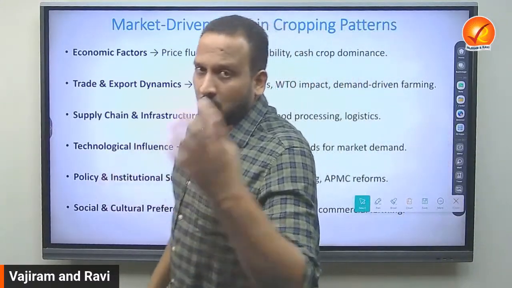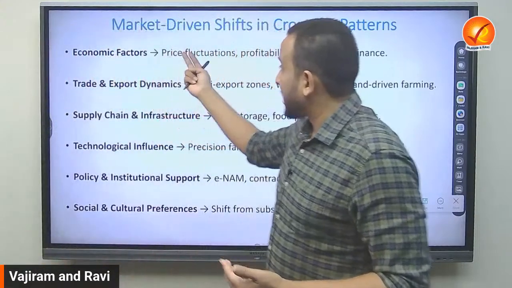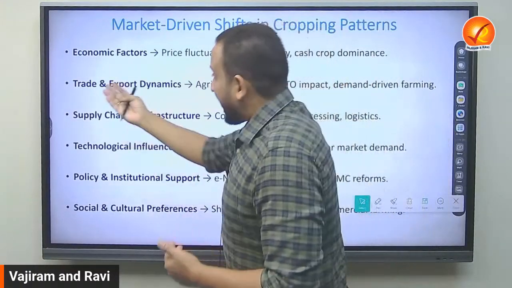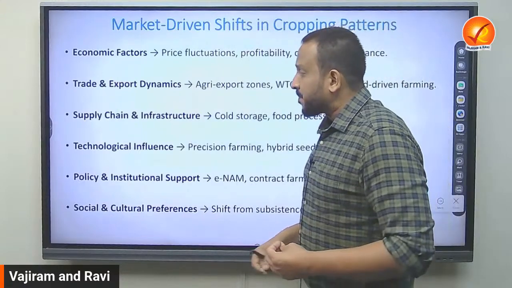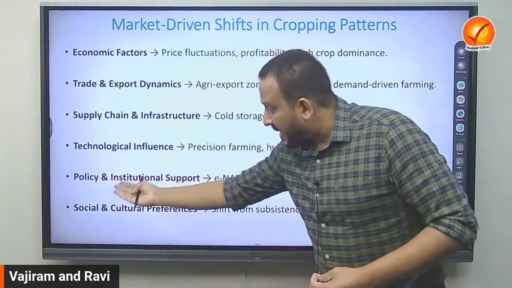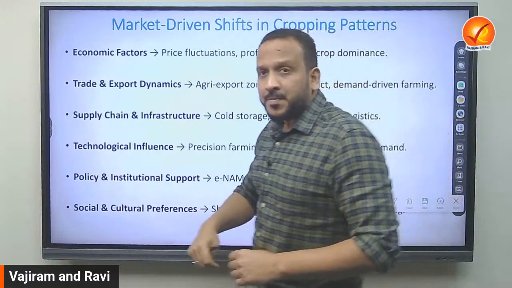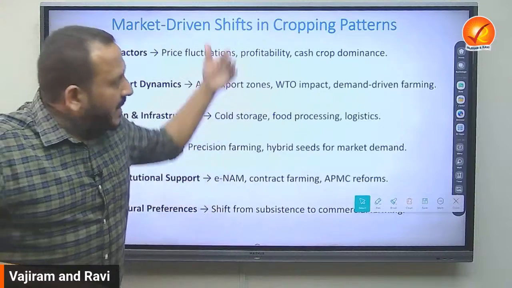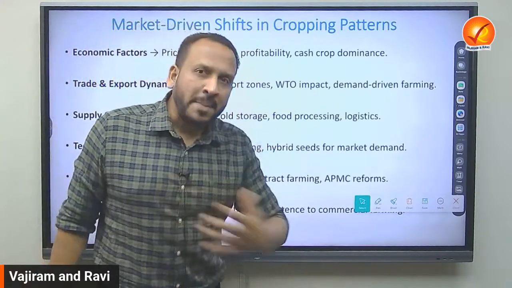Again, almost the same template, right? For example, economic factors: price fluctuations, profitability, cash crop dominance. Trade and export dynamics: agri-export zone, WTO impacts, demand-driven farming. Supply chain and infrastructure: cold storage, food processing, logistics. Similarly, policy and institutional support: eNAM, contract farming, APMC reforms, right? They are market-driven policies. And because of these market-driven factors, cropping patterns are changing.